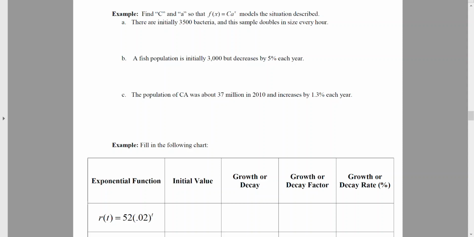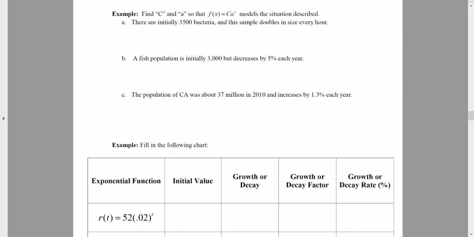So this example is having us find a C value, which is our initial amount, and A, which is either going to be a growth or decay factor, so that f of x equals C times a to the x models the situation below. So these are three separate problems that we're going to come up with a function to represent.